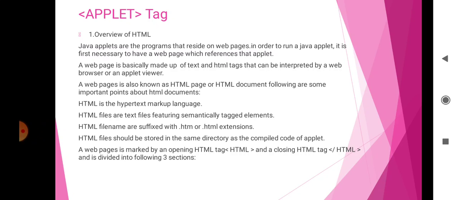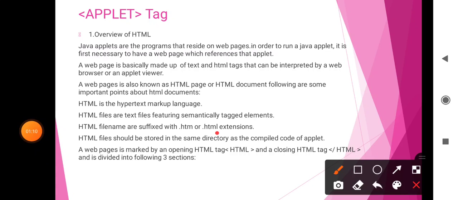First, HTML is the hypertext markup language. Second, HTML files are text files featuring semantic tag elements. Third, HTML file names are suffixed with a .htm or .html extension. You can use either .htm or .html. The HTML file should be stored in the same directory as the compiled code of the applet.